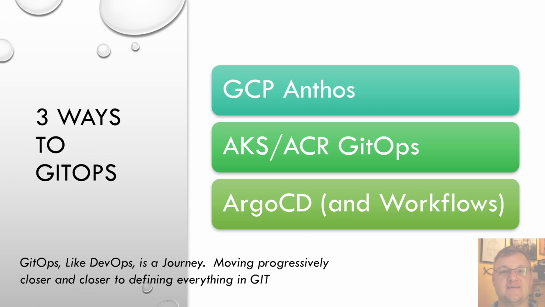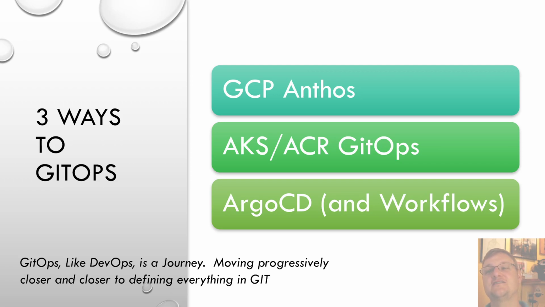So now the meat of it. This is what I talked about before: 3 ways to GitOps. We're going to talk about GCP Anthos, we're going to talk about AKS ACR GitOps, and we're going to talk about ArgoCD. And I want to point out GitOps, like DevOps, is a journey.